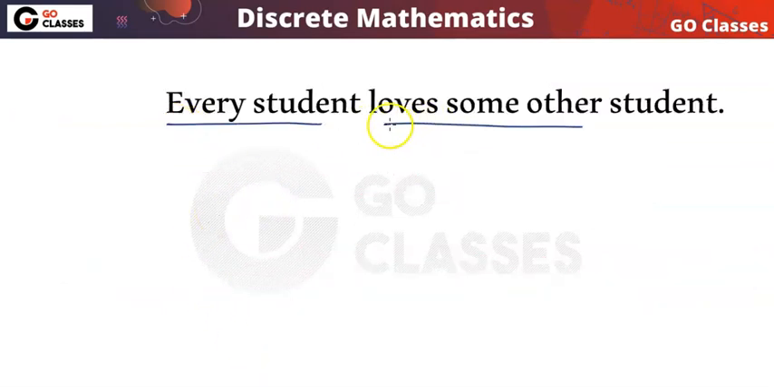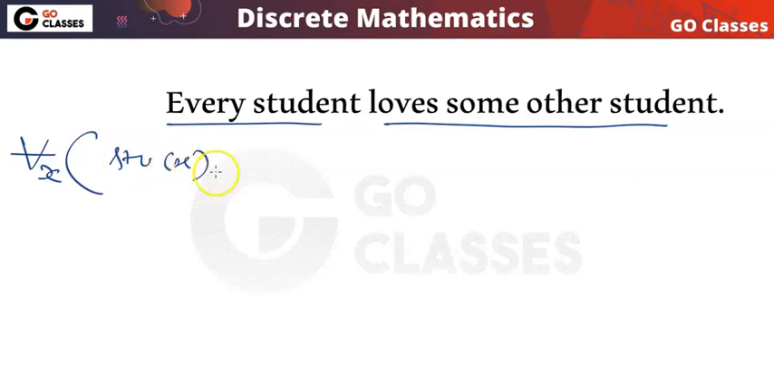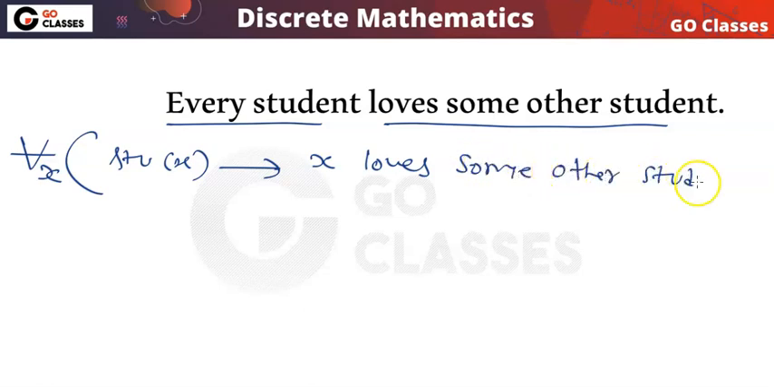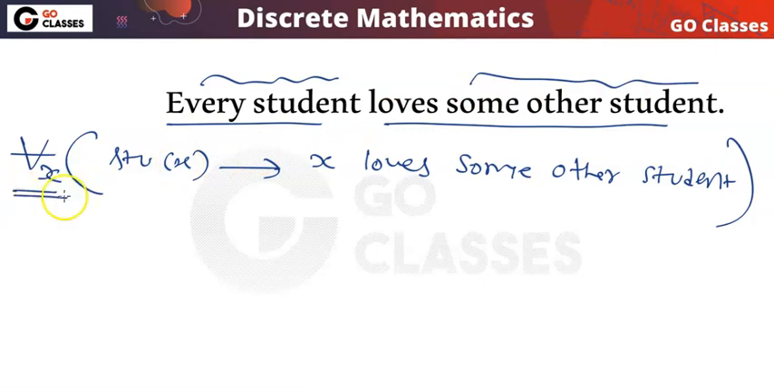Every student loves some other student. It means every student X loves some other student. Okay, so how can we write? Very simple. For all X, if X is a student, then X loves some other student. Because this is saying every student loves some other student. So for all X, if X is a student, then X loves some other student. So how can we write?